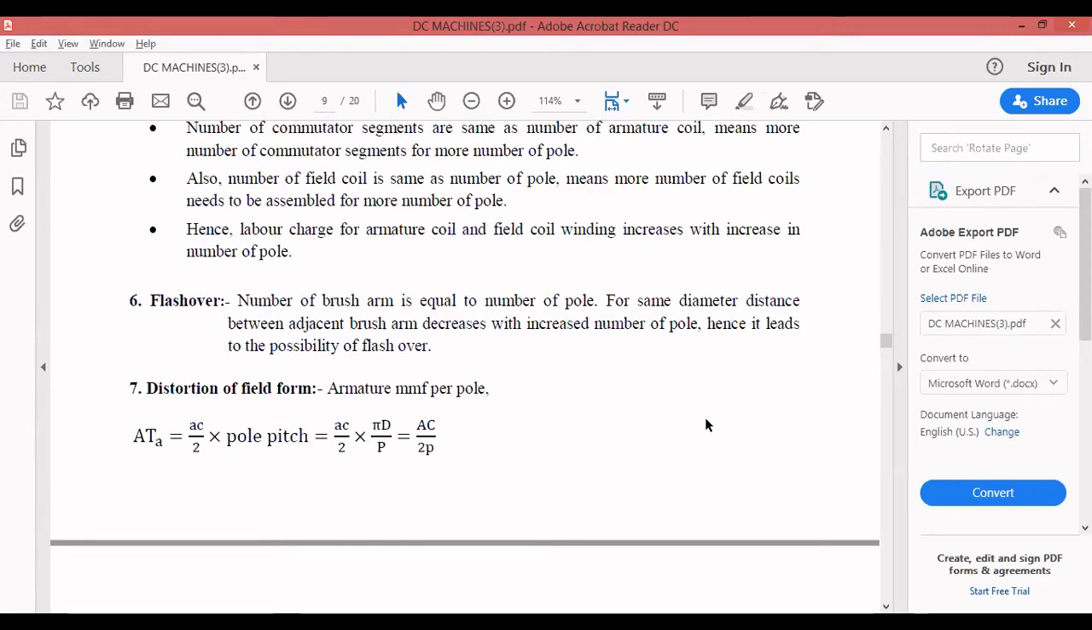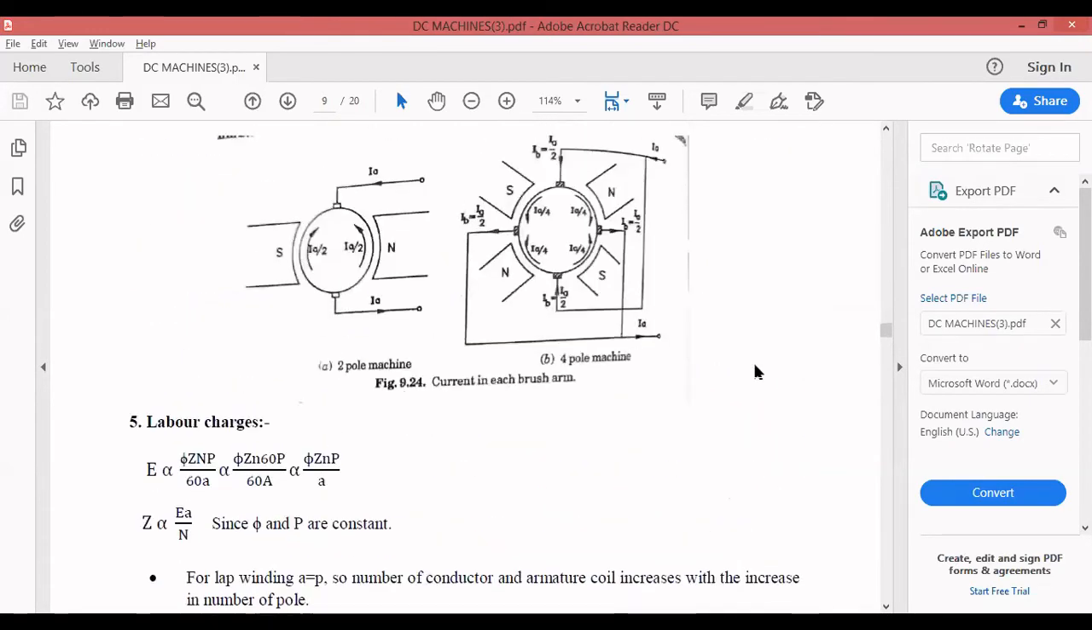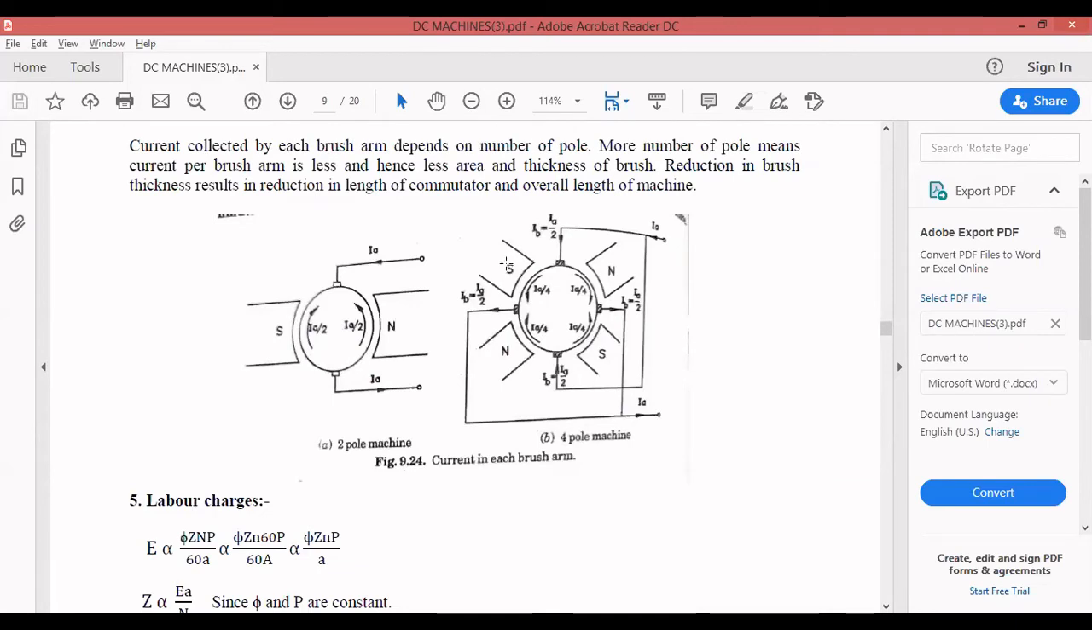Next, the final one: distortion of field form. What does distortion of field form mean? Field form is about your main flux produced by the field, the flux produced by the magnetic poles. Whatever flux is produced by the magnetic poles has to pass through the air gap, and that flux has to work on your armature.